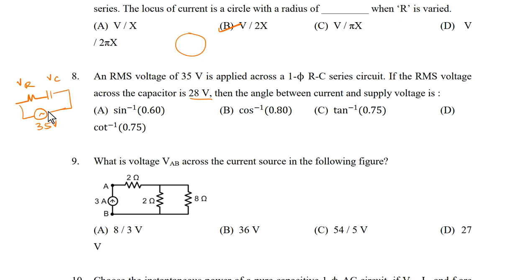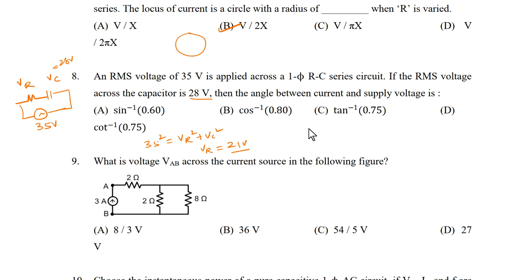We know how to find out the VR and VC values. So the VC value is given as 28 volts and we have to find VR. So we know that 35 square is equal to VR square plus VC square. So the VC value is 28, you know. Substitute the values here and you will get the value of VR as 21 volts.